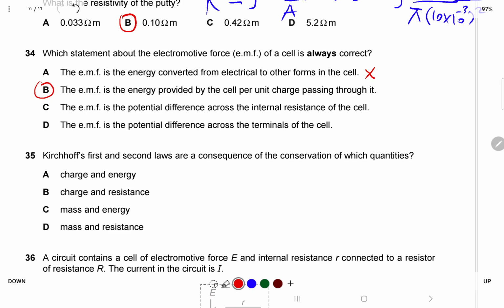Option C, the EMF is the potential difference across the internal resistance. This is incorrect because this is the terminal voltage. Option D, the EMF is the potential difference across the terminals of the cell. This is also incorrect because when the cell is supplying a current, the terminal voltage also can be measured from the terminals of the cell. So this is also the terminal voltage.